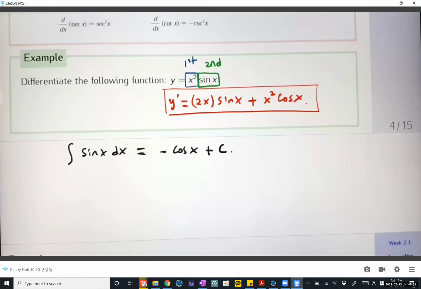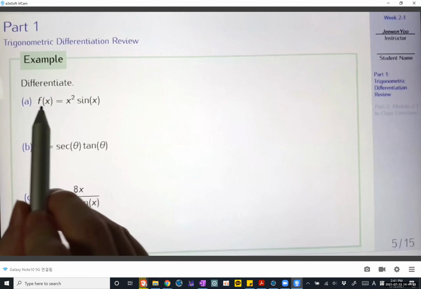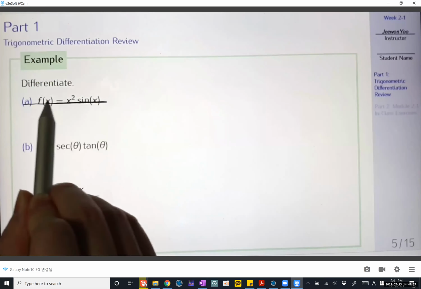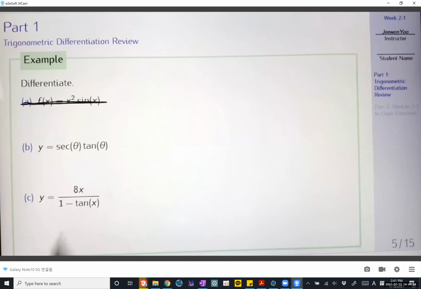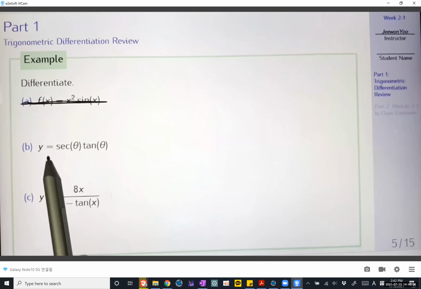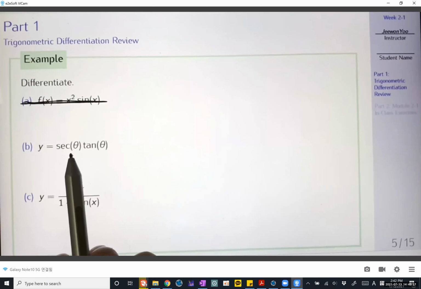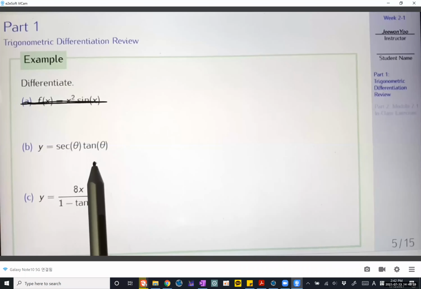Okay, let's keep talking about the derivatives instead of integrals. Move on to the next slide. And I'm not going to do the part A because it's exactly the same as what I just did. Instead, here's the question. Differentiate y equals secant theta times tangent theta. Let's see if anyone has a very good memory. What's the derivative of secant x and tangent? Oh, this is not easy.